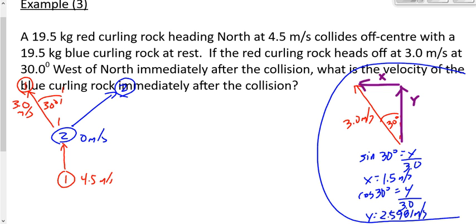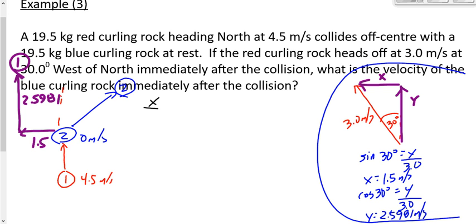Let's erase this over here and replace it with 1.5 to the left and 2.5981 up. Now I don't have any funny angles other than object 2, which I don't worry about because that's what I'm solving for.